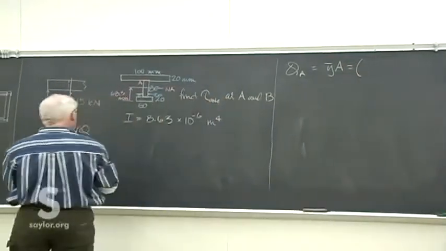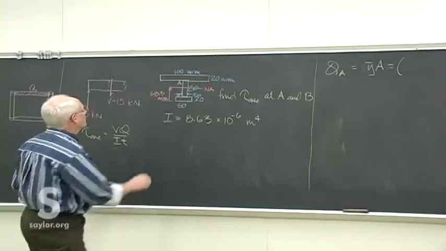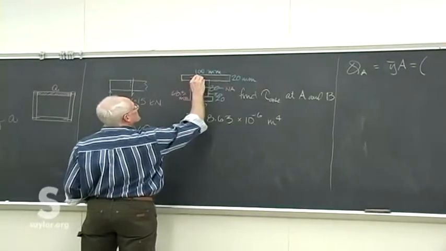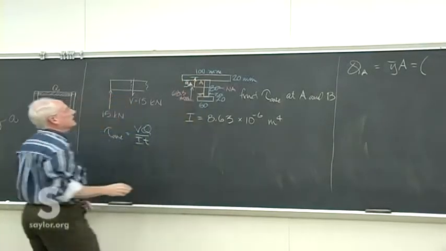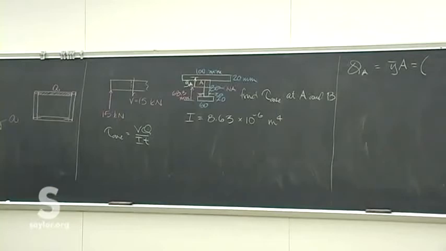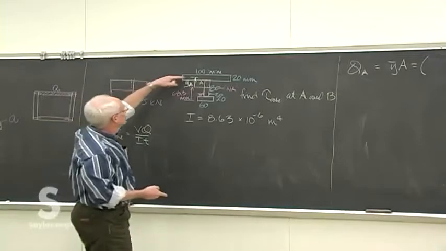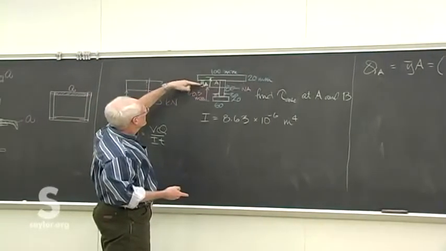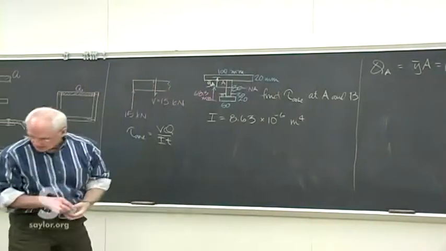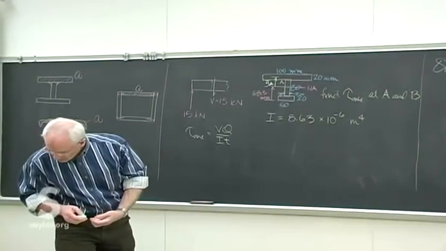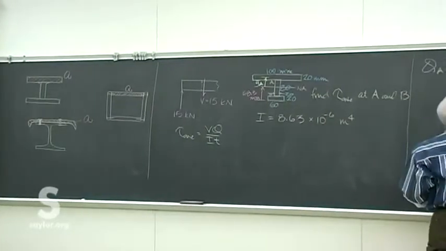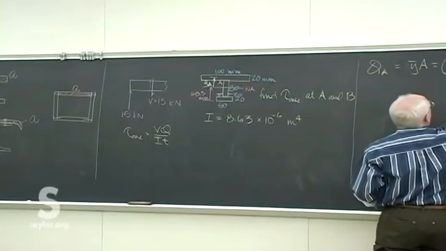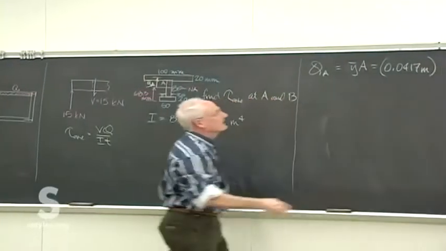Y bar for A is from the neutral axis up to this midpoint there, which is the full 120 minus 68.3 minus 10 as we come down to it. 41.7. Does that sound right?